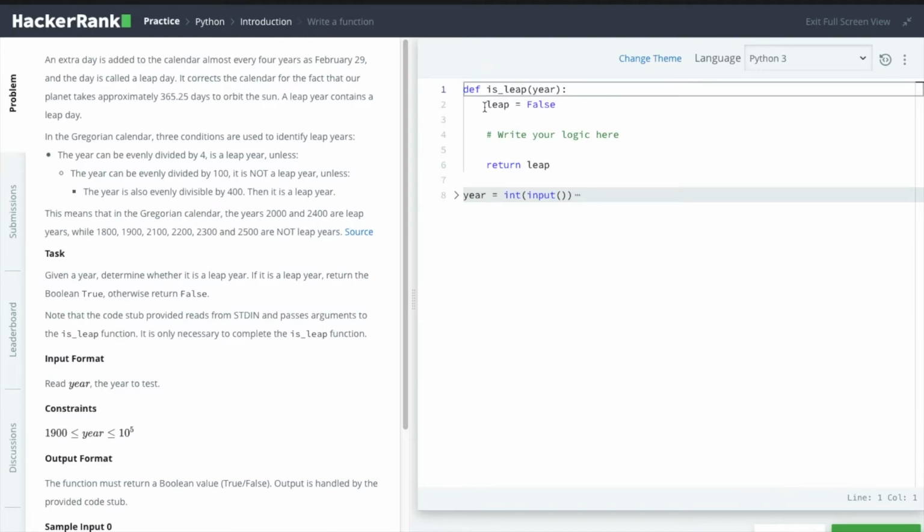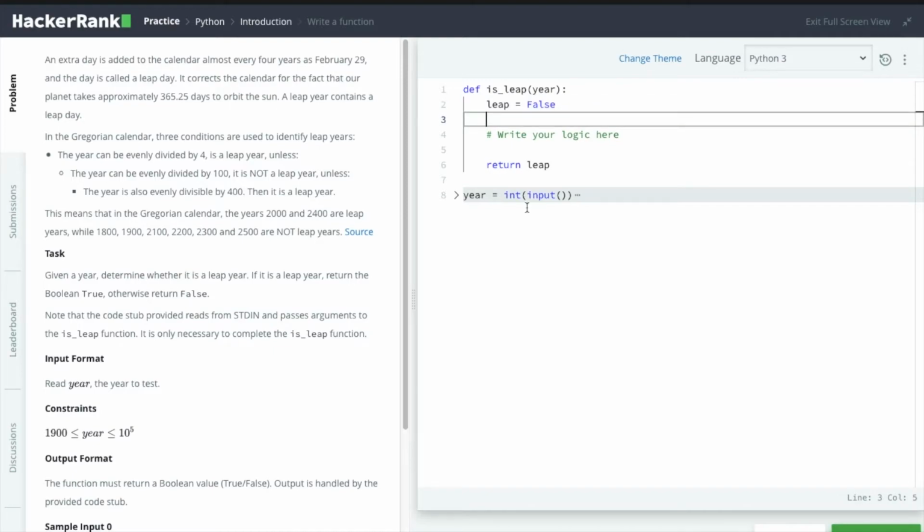First, let's set a variable leap as false. Later on, we can change it to true when we find out that the given year is a leap year. Here, the first condition is if the year can be evenly divided by 4, it is a leap year. So, here we have to check whether the remainder is 0 or not when we divide the year by 4. So, if year % 4 == 0.